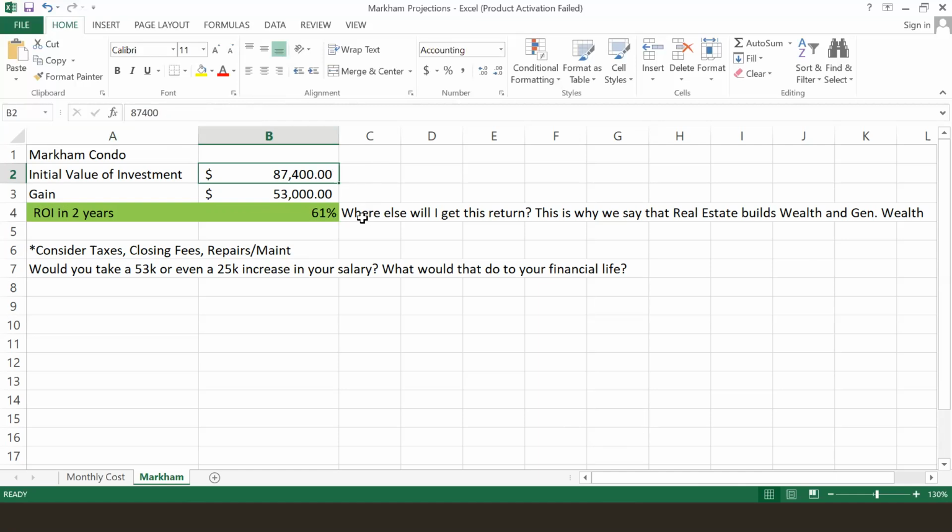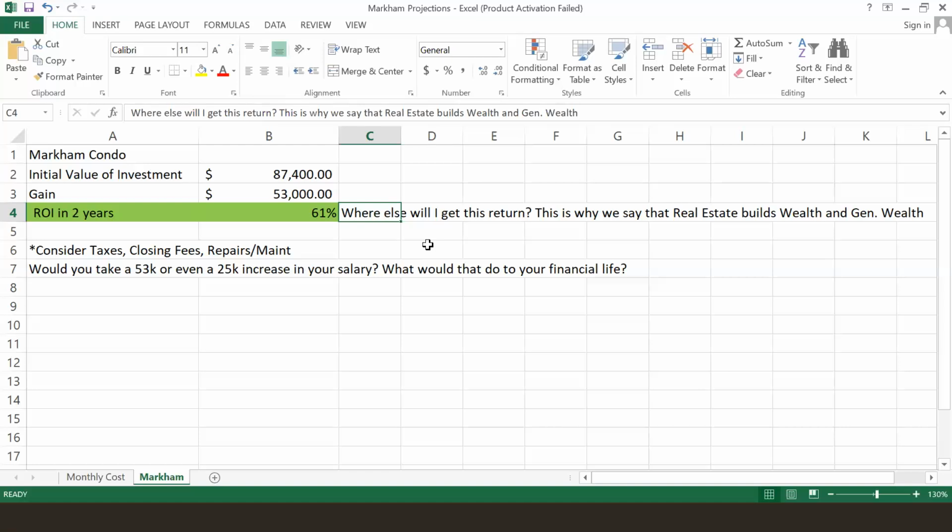Now, I don't know about you, but I don't know where else you can get this kind of return. And this is what I mean when I say real estate builds wealth and generational wealth, because you can put in a 20% down payment and you basically use the bank's money or the lender's money to make even more money and help with your appreciation.